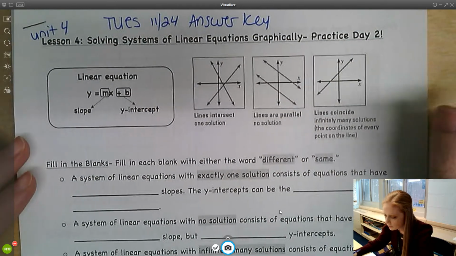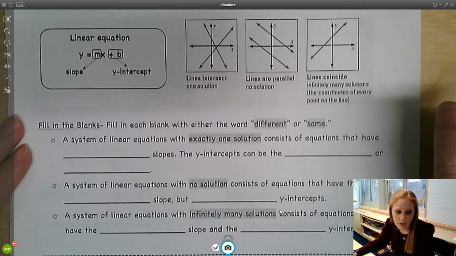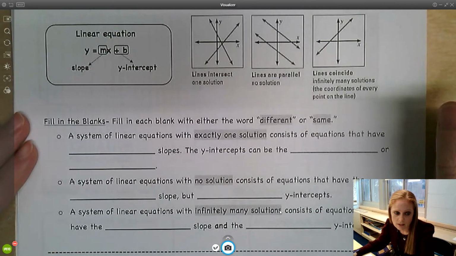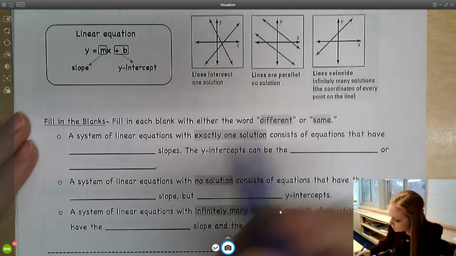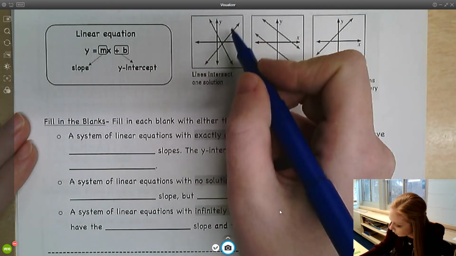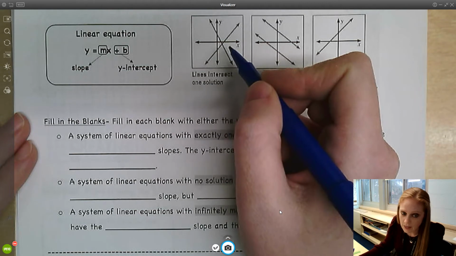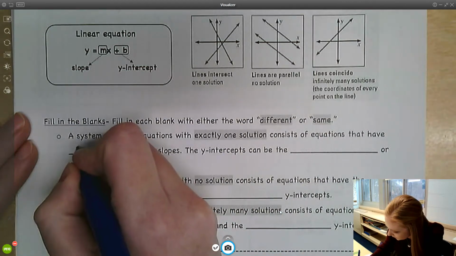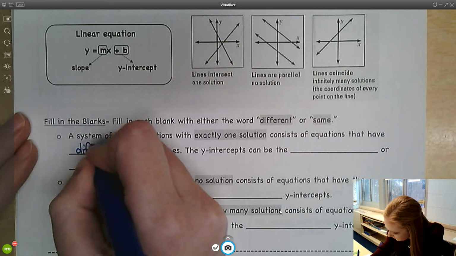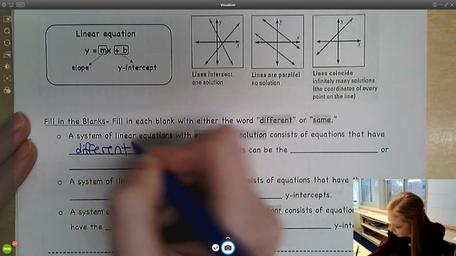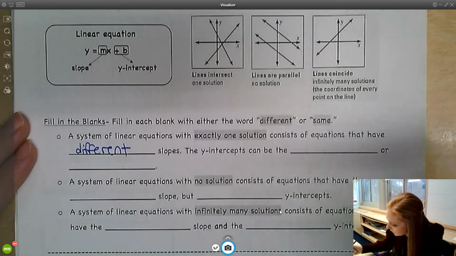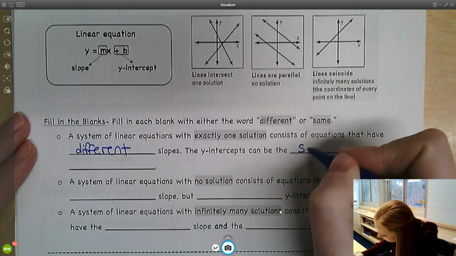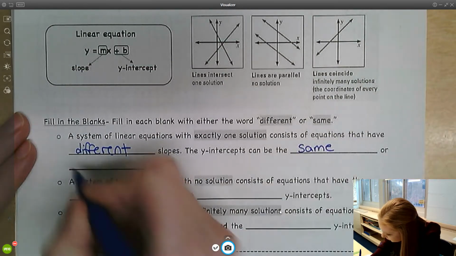Okay, so let's go over some vocabulary. Fill in each blank with either the word different or same. A system of linear equations with exactly one solution consists of equations that have blank slopes. So, in order for it to have one solution, they have to intersect and their slopes have to be different. Whenever there are different slopes, you know there's going to be one solution. The y-intercepts, it doesn't matter. They can be the same or different.